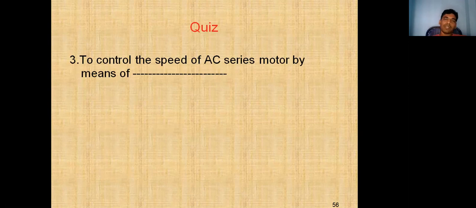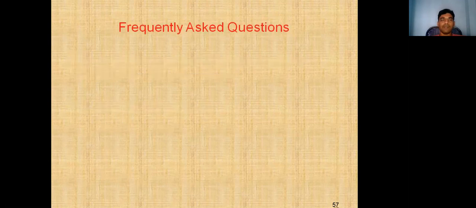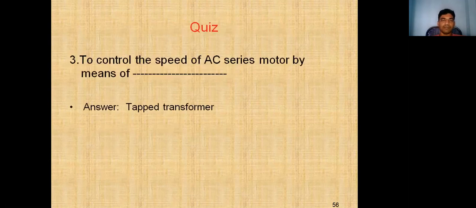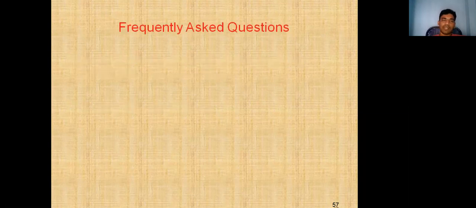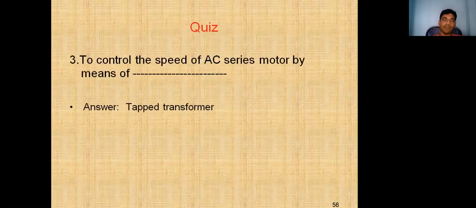To control the speed of an AC series motor, by means of a tapped transformer.